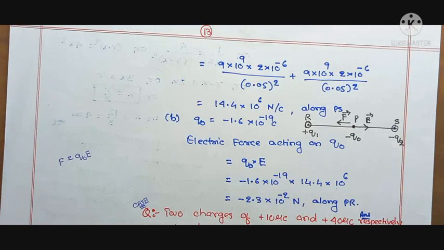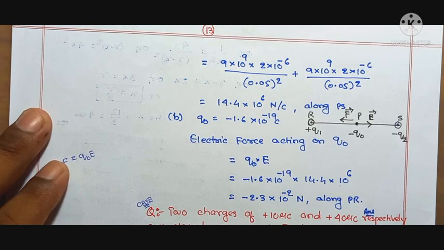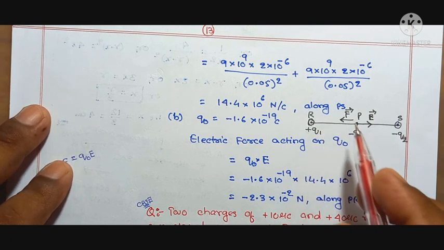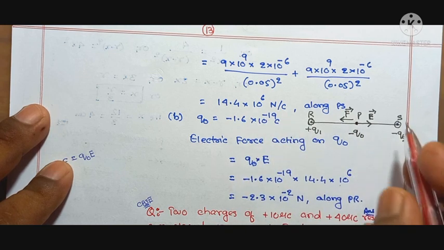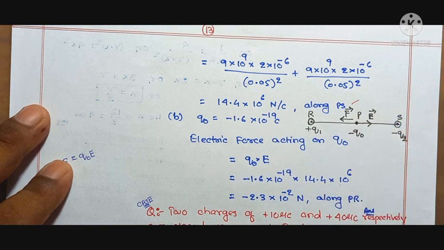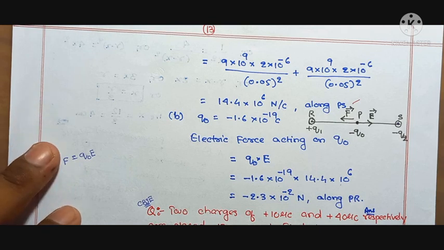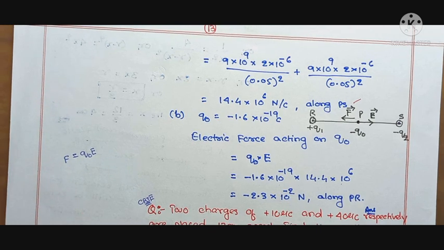So putting the charge and the values, we will get 14.4 into 10 power 6 Newton per Coulomb. It is acting along PS. Now the second bit of the question is asking, a negative charge is placed at the midpoint. Here the midpoint is P, that is our observation point.